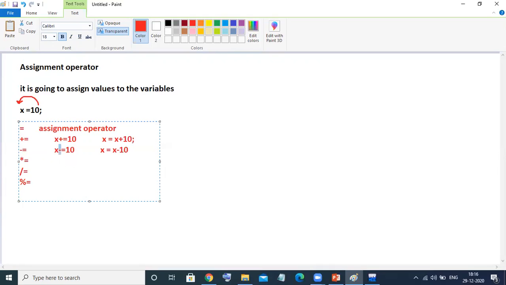Similarly, the other operators: x multiplication equal to 10 means x equal to x into 10, and so on. So these operators are basically assignment operators, right? But all of these, including plus, minus, multiplication and equal to, are called shorthand operators.